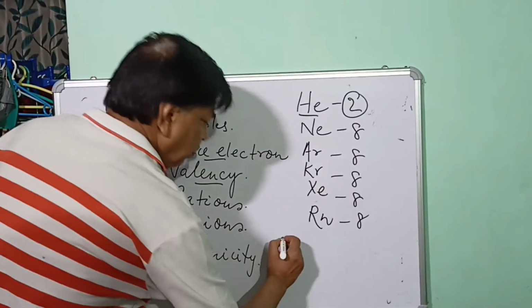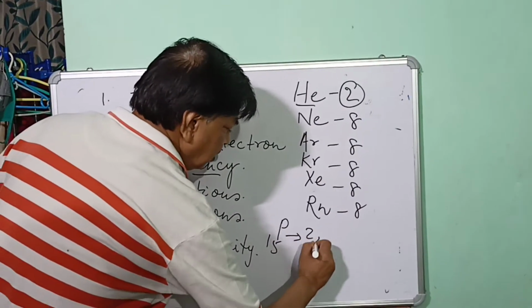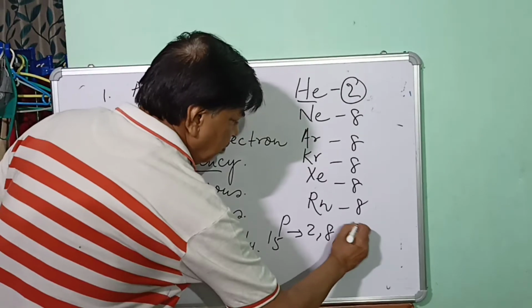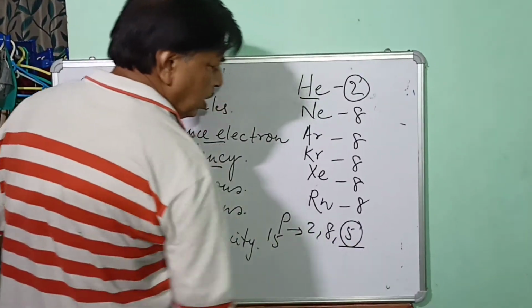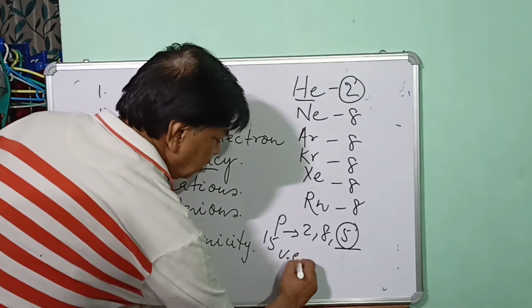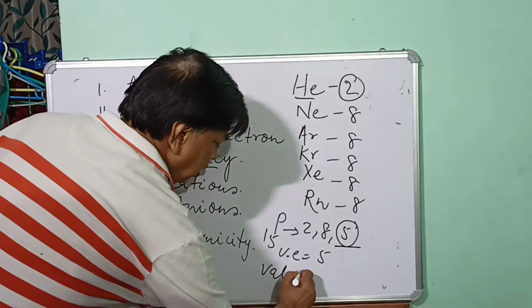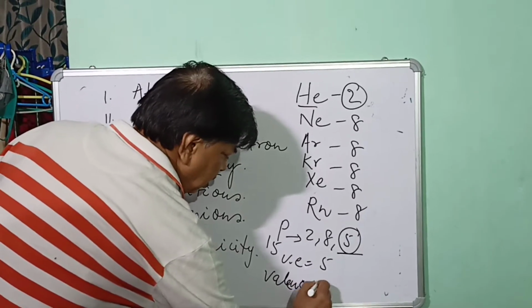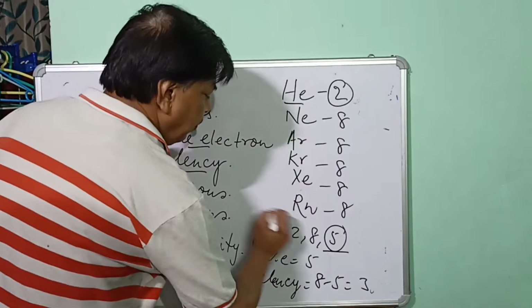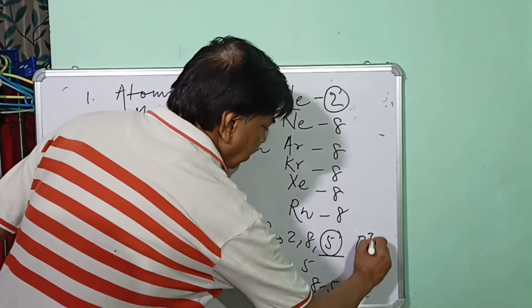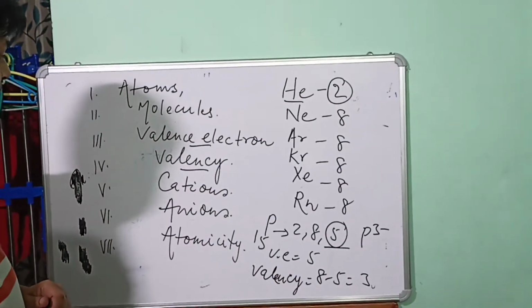Let's suppose phosphorus P15. Its configuration is 2, 8, 5. So 5 is the valence electron. The electron present in the outermost shell, that is valence electron. So valence electron is 5, but valency will be, it is subtracted from 8, that is 3. So phosphide, we write the radical phosphide P3 minus, its valency will be 3, negative radical.